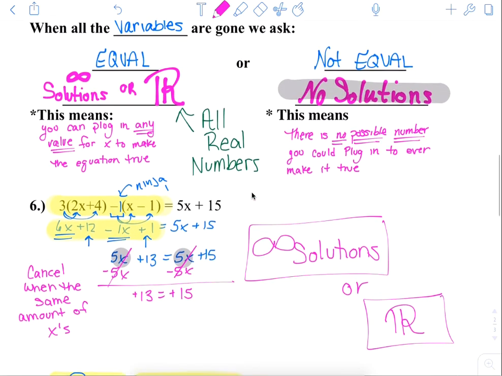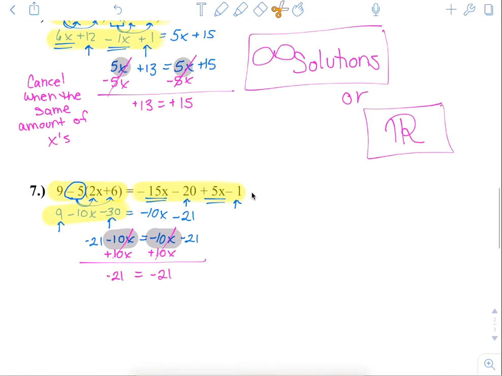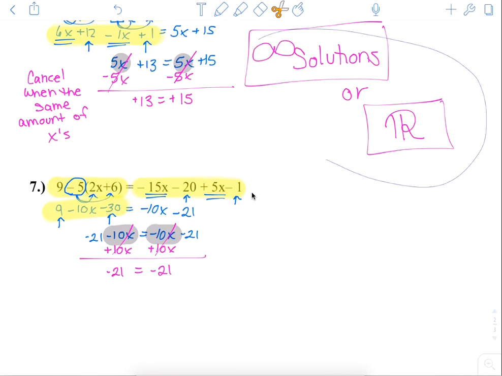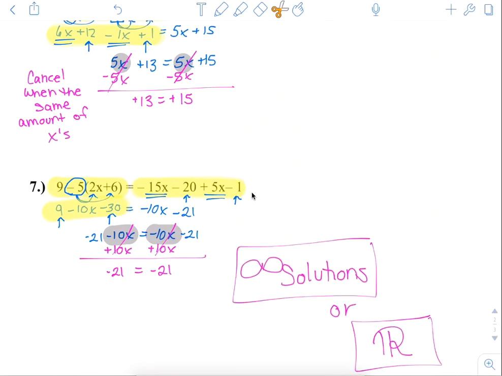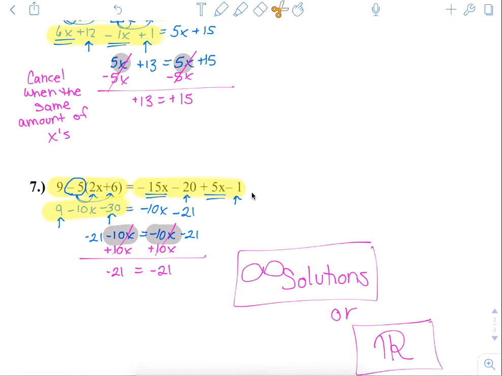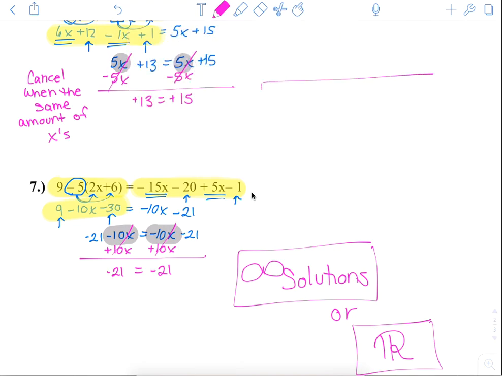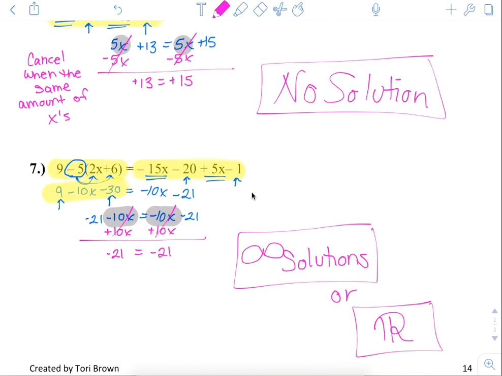So when the numbers are equal, that's when we use these two answers. So was 13 equal to 15? No, 13 wasn't equal to 15. I put that in the wrong spot. When the numbers are equal, that's when we use infinite solutions or all real numbers. Okay? When the numbers are not equal, what do we say? Good, no solutions. What do teachers say? I was just checking to see if you were paying attention and watching the whole video.